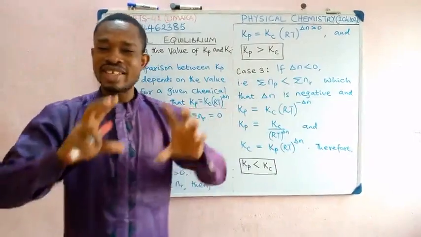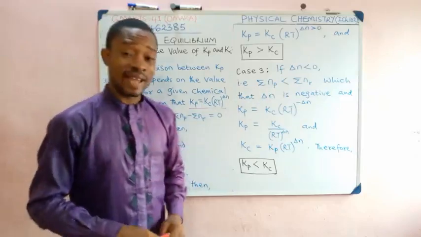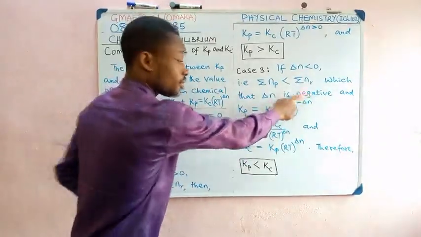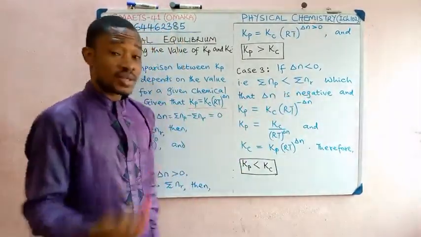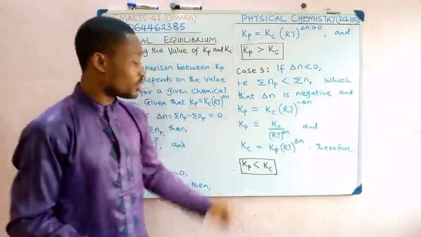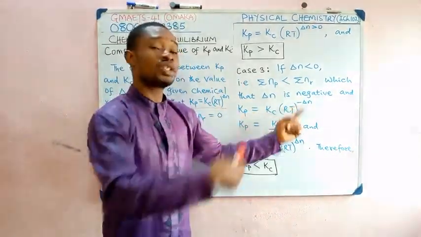The reactant in the given chemical equilibrium reaction. What will be the effect of change in n? Change in n, if you find this difference under that condition, will be negative, that is less than 0. So if you substitute that negative term for change in n, you take note that Kp will be equal to Kc, open bracket, RT, raised to power change in n.